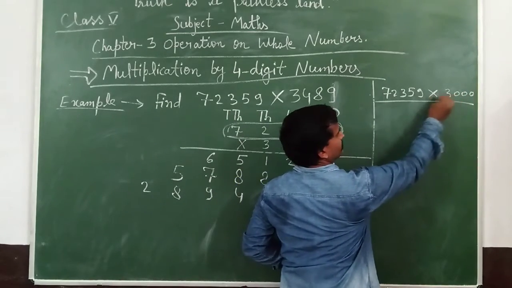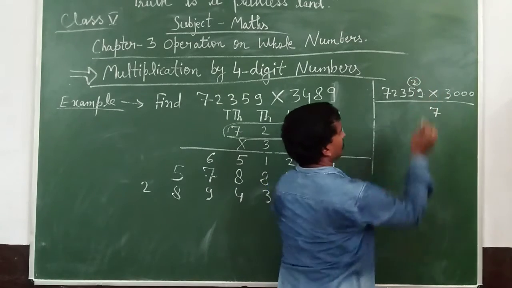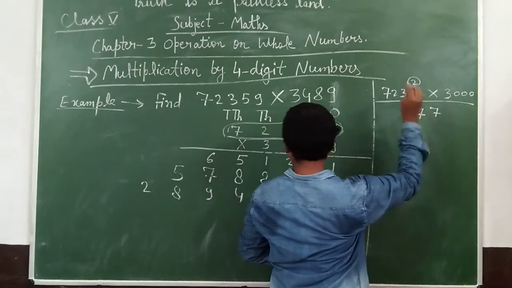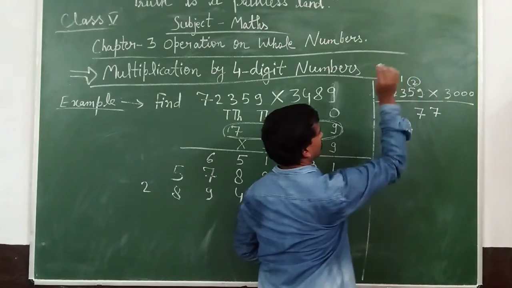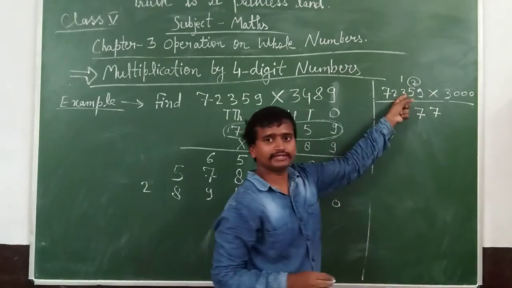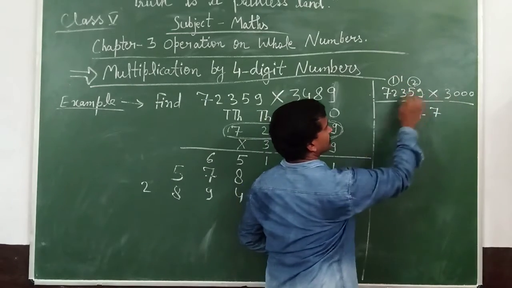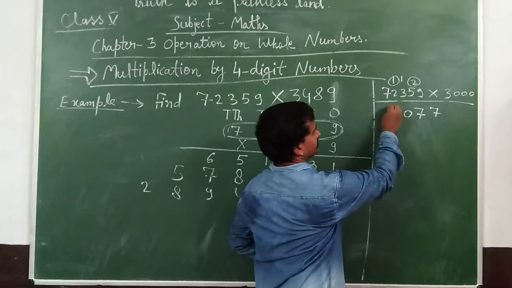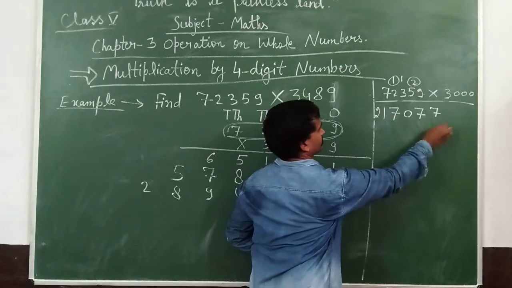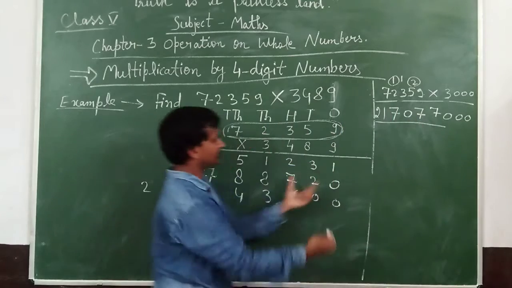So start, 3 into 9. 3 9s are 27. That means 7 carry 2. 3 multiply 5, 3 5s are 15. 15 plus 2, 17. 7 carry 1. 3 3s are 9, 9 plus 1, 10, 0, carry 1. 3 multiplied by 2, 3 2s are 6, 6 plus 1, 7. 3 7s are 21. Now put these 3 zeros on the right side of the product. Now write down this number here.